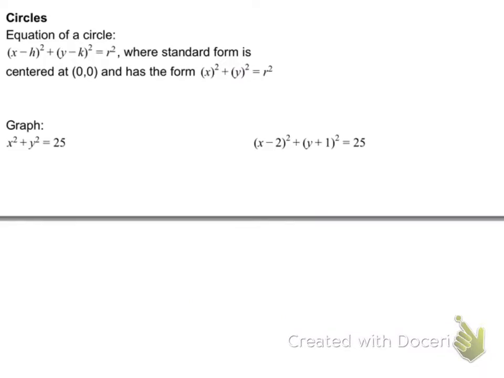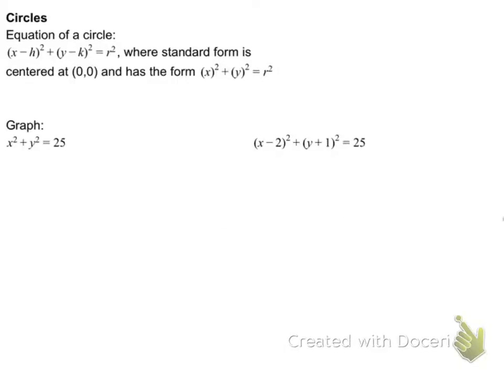Next thing, circles. We've dealt with circles before, once, maybe even twice. Up there is the standard form of a circle when it's centered anywhere, at h and k. And so we have x minus h squared plus y minus k squared equals r squared, where r is the radius of your circle, and h and k is the center.